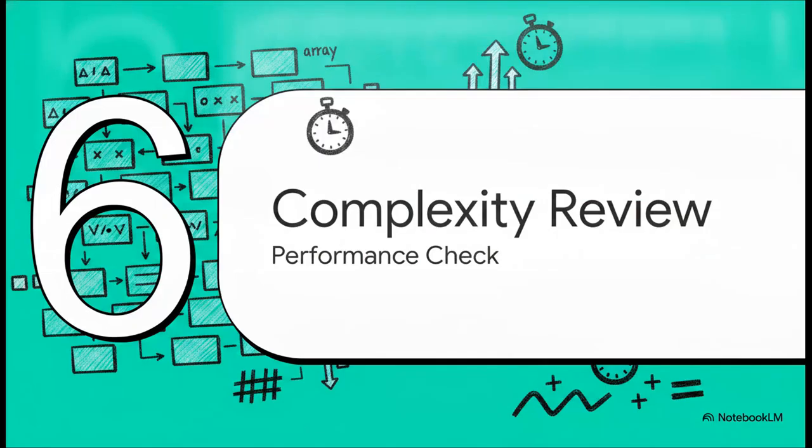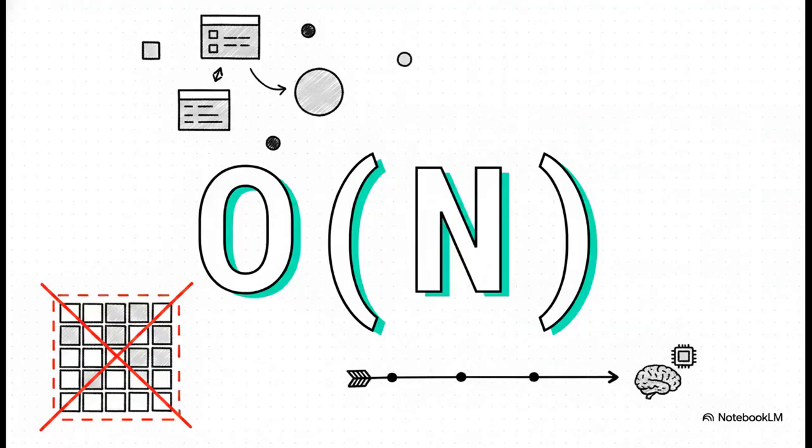Finally, Section 6, Complexity Review. We've covered a lot of serious ground today, so let's run a quick performance check. By trading just a small amount of memory to store our hash maps and hash sets, we've successfully and completely eliminated nested loops from our code. Instead of sluggish O of n squared time complexity, we are at O of n, a highly optimized linear time complexity, meaning we just have to walk through the dataset one time.